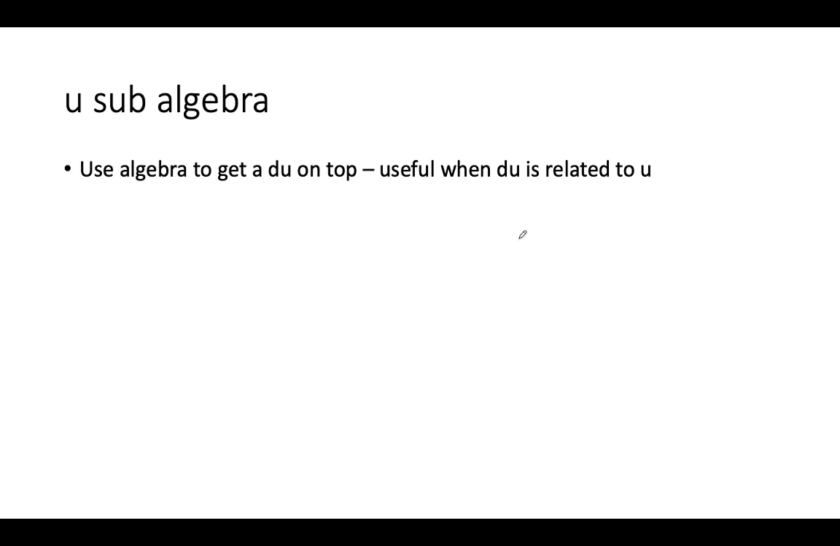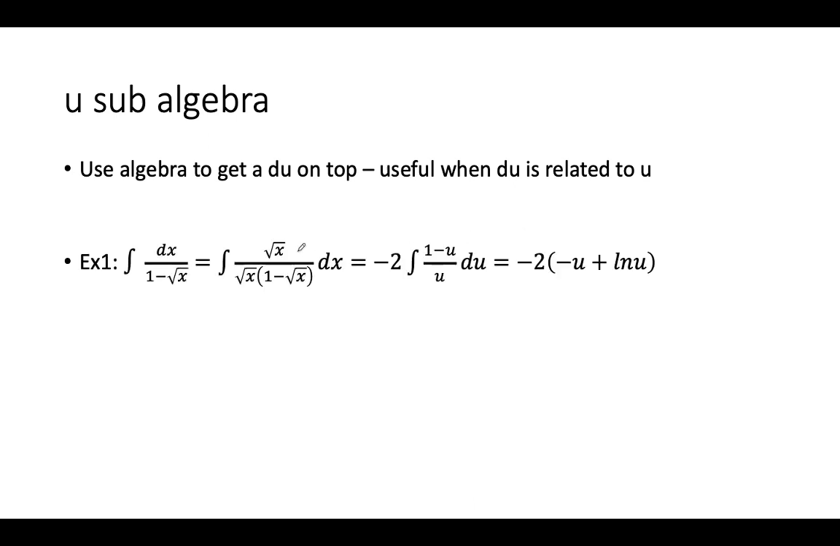So the first technique I'm going to cover is u-sub algebra. This is where you have an integral, like the integral of 1 over 1 minus the square root of x, where you have a very obvious u and not a very obvious du, but we can get one on top by using algebra. The way we do this typically is one of two methods. We either cleverly write an expression for 1, or we cleverly write an expression for 0. And what it does is, if du is related to u, it may very easily help us to get a du on top. So let's look at this example.